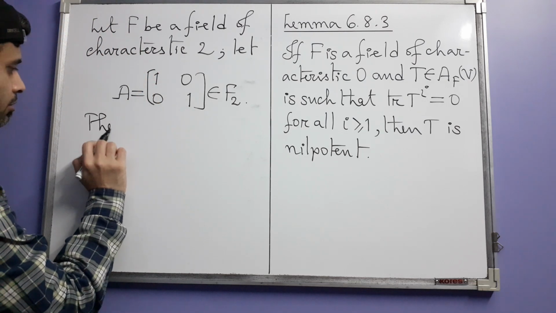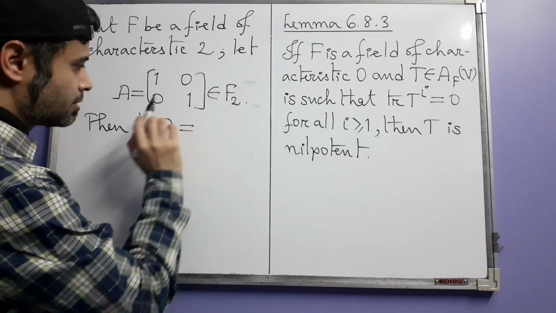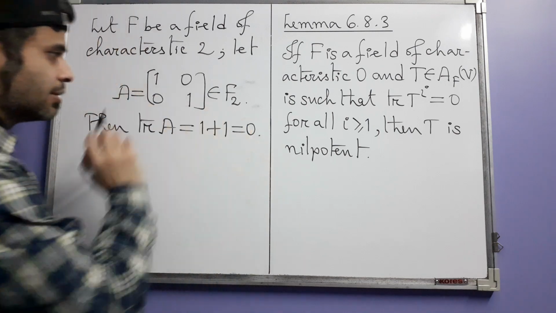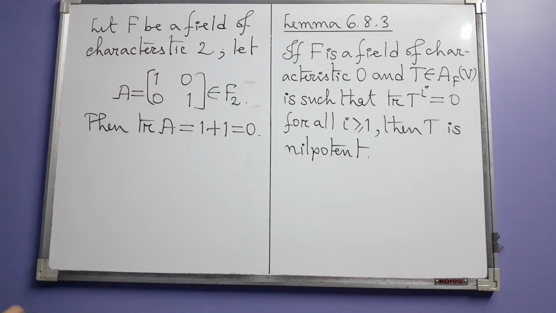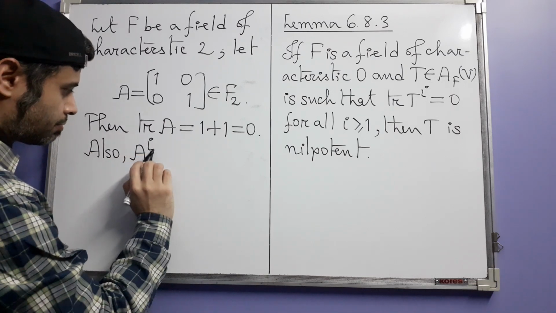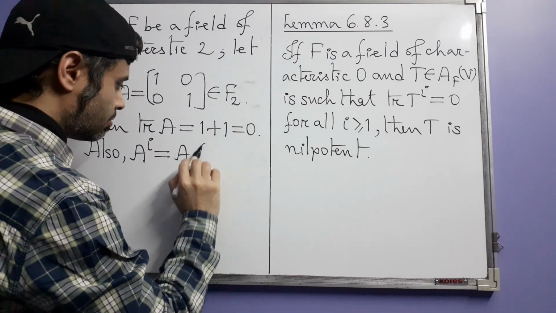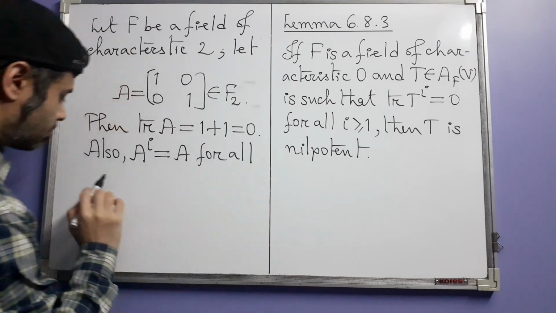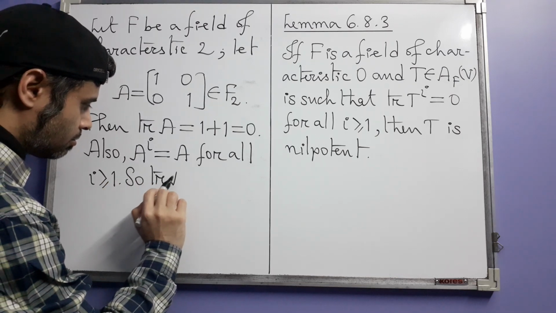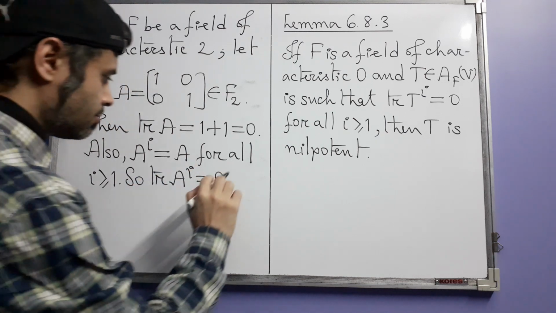Then what is trace of A? Trace of A is the sum of its diagonal elements, which however is 0 in this field. Also, any power of A is equal to A itself. So this is true. Traces of these powers are also equal to 0.